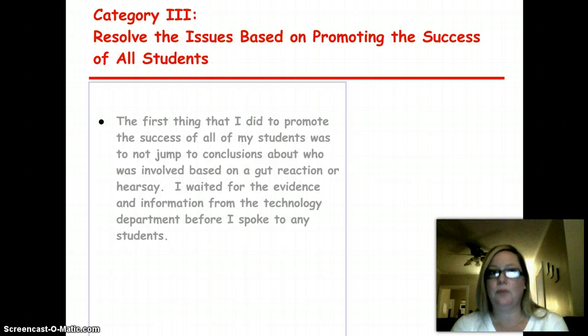So category 3, resolving the issues based on promoting the success of all students. The first thing that I did to promote the success of my students was to not jump to conclusions about who was involved based on a gut reaction or hearsay. I waited for the evidence and the information from the technology department before I spoke to any student.